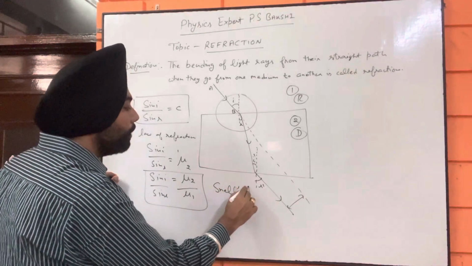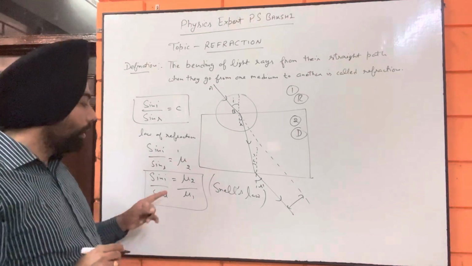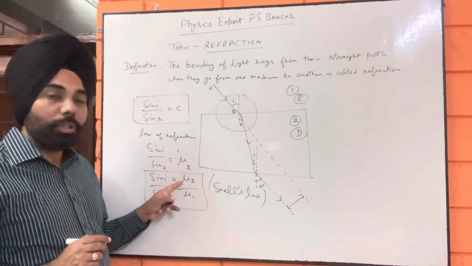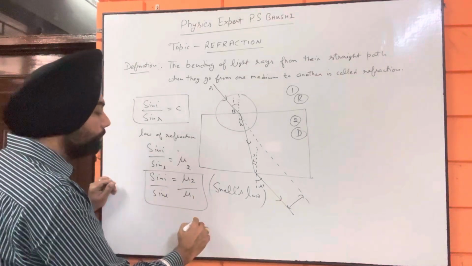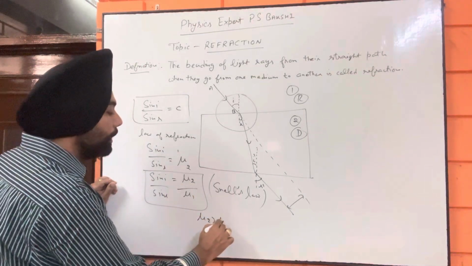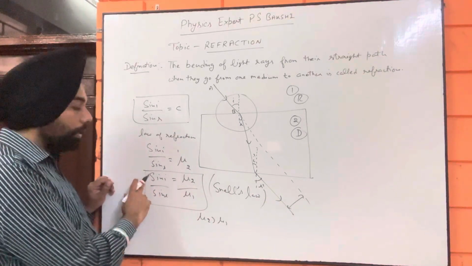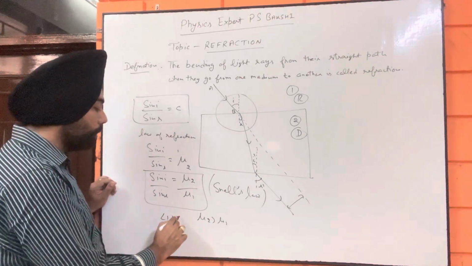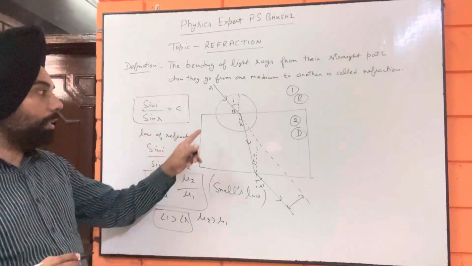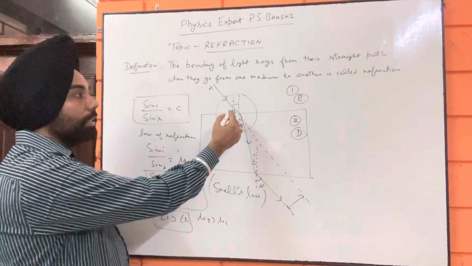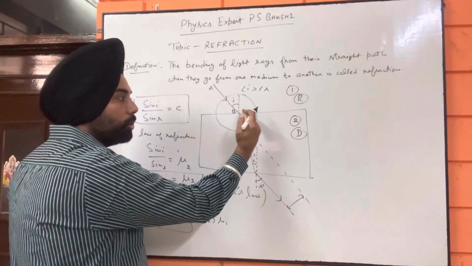Which means Snell's law is going to solve all your problems. Now remember one thing: the denser medium has the higher index, so mu2 is higher than mu1. So on the right-hand side, if mu2 is greater than mu1, then obviously on the left-hand side the angle i is also going to be greater than angle r. So if angle i is higher than angle r, the ray of light is bending toward the normal.